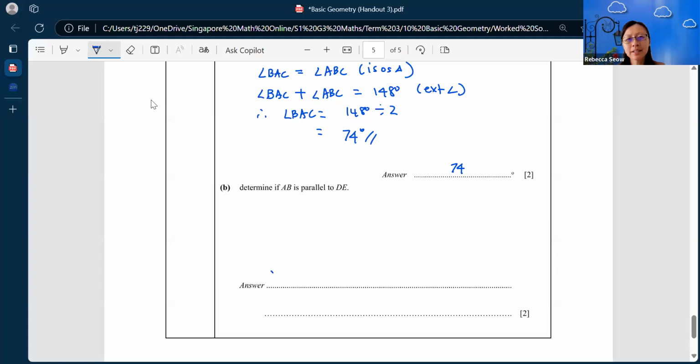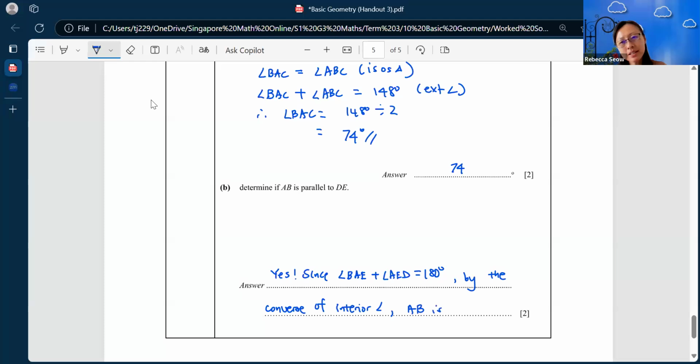So my answer: yes, since angle BAE plus angle AED is equal to 180 degrees, by the converse of interior angles, AB is parallel to DE. So this will be the solution.